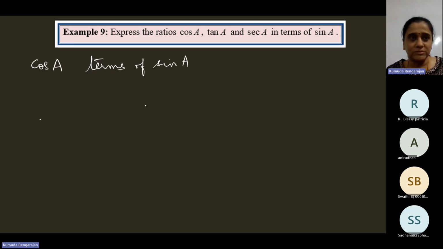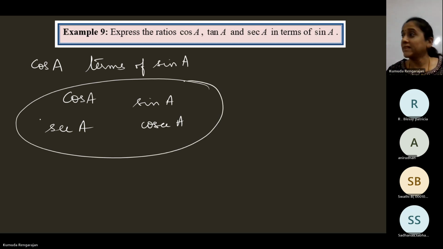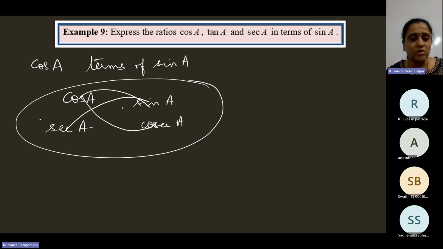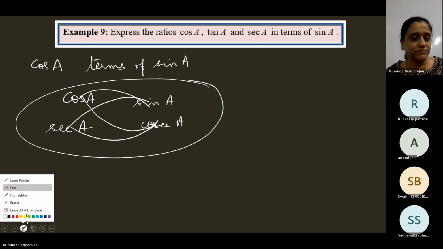We need to write cos in terms of sin. So we have these four ratios: cos, sin, and the reciprocals, sec and cosec. You write an identity or any relation connecting this and this, or this and this, anything, and you will be able to get the result.